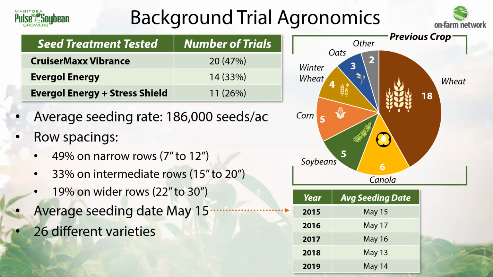In terms of previous crop, up here in the top right, most of them were going into wheat stubble, followed by canola, soybeans, and corn, in terms of what was the crop before those soybeans were grown.